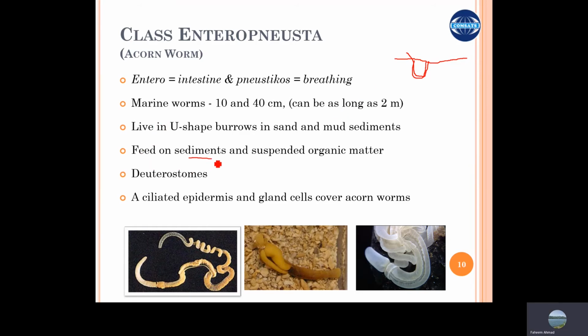They feed on sediments and small suspended organic matter, phytoplankton and other microorganisms in the water, which are filtered through their pharyngeal slits. The embryonic development is deuterostomic, and their body is covered with epidermis, which has cilia on it to provide movement of the water along the body surface, and also has glands that perform chemoreception and give the animal mucus-producing ability.